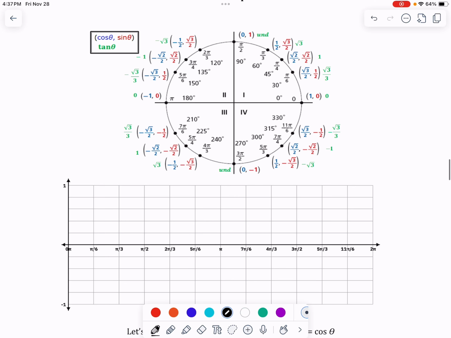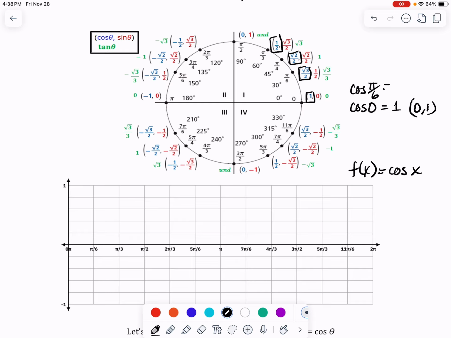To be able to sketch a function, we need input values and output values. Because we're sketching cosine theta, or cosine x, actually I should write x here. We will take our inputs as our angles in radians, but our output in this case will be the cosine value, which are the ones listed in blue. So cosine of 0 is 1, so our point would be 0, 1. Cosine of pi over 6 would be root 3 over 2, so our point will be pi over 6, root 3 over 2.